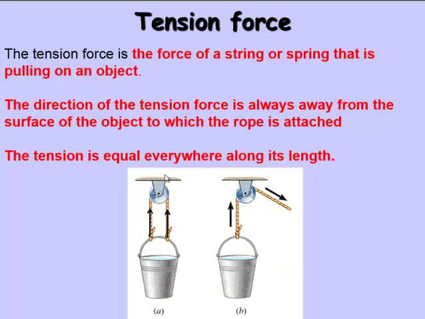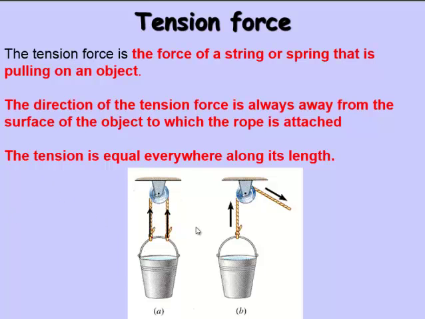I'm going to mention tension here. Tension is a force that often comes up. I'm just mentioning it as to how to handle it. Tension is the force of a string or spring that is pulling on an object. Now, we've got to remember the direction of tension force is always away from the surface of the object to which the rope is attached, and that tension is equal in every position along the length.